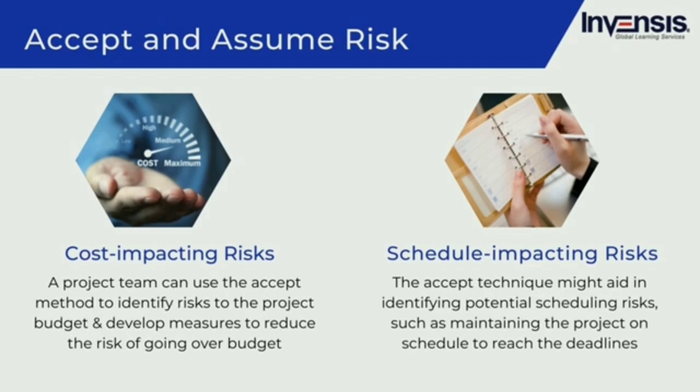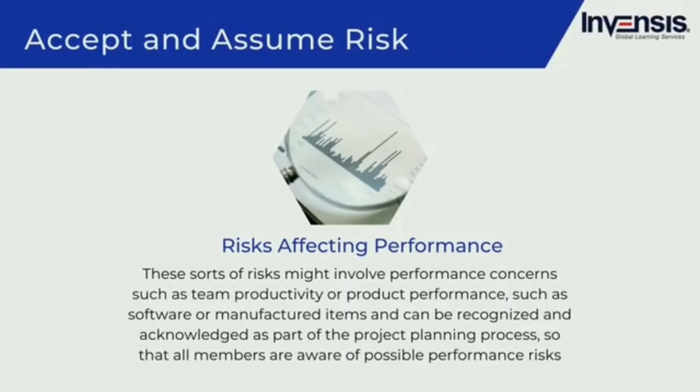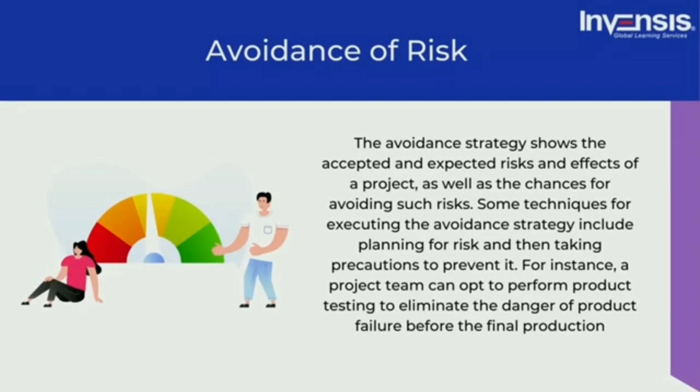The accept technique might aid in identifying potential scheduling risks, such as maintaining the project on schedule to reach the deadlines. Third, risks affecting performance. These sorts of risks might involve performance concerns such as team productivity or product performance, such as software or manufactured items, and can be recognized and acknowledged as part of the project planning process, so that all members are aware of possible performance risks. The second risk mitigation strategy is avoidance of risk.